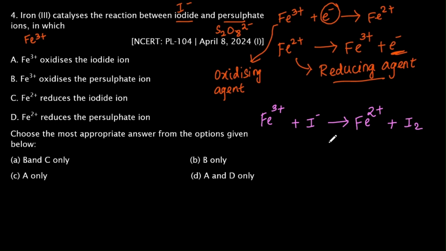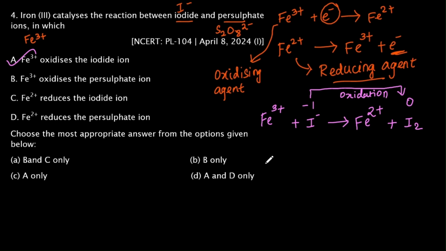So how can we confirm that? Iodide ion has the oxidation state of -1. I2 is a neutral molecule, and that will have the oxidation state of 0. So from -1 to 0, it is an increase in oxidation number, and an increase in oxidation number is oxidation. So we can say that Fe3+ ion oxidizes this I- ion. So you have to see the options. In option A itself, they have given that Fe3+ oxidizes the iodide ion. So that is correct. Then we will go to the next equation.